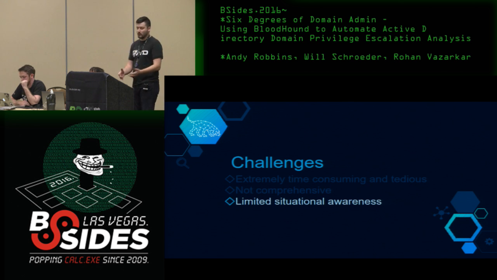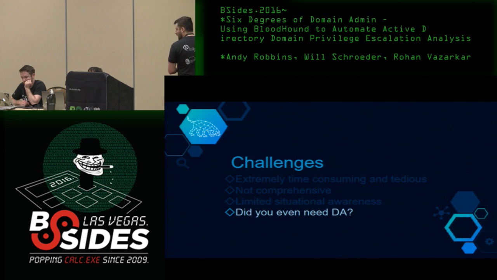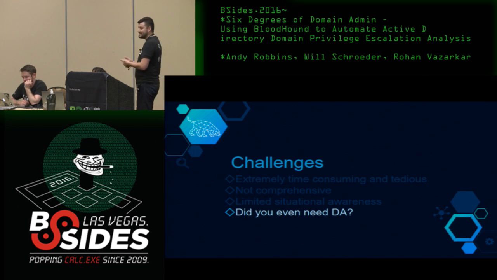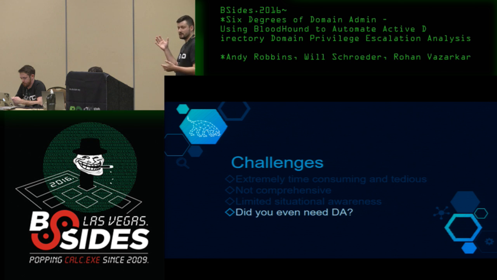Next, you have limited situational awareness during the entire course of your escalation process. Finally, you may not have even needed domain admin rights in the first place to meet your objective. If your objective was to get access to a SQL server or a web server, it makes sense to go after a DA because that DA is going to have access to what you need. Or they're going to have access to the workstation who has a user on it that has the access that you need.